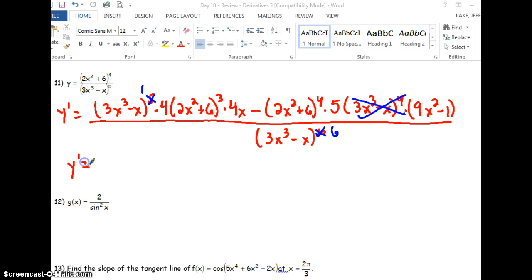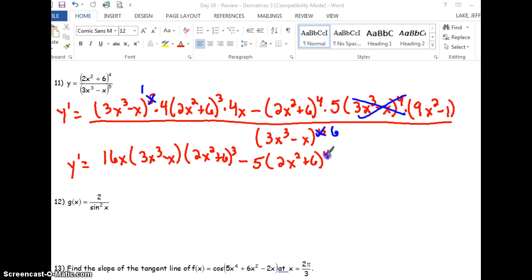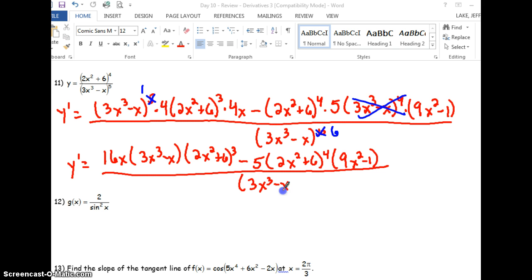So my final answer here, my derivative is going to be equal to, I have a 4x times 4, that gives me 16x. I still have the (3x to the third minus x). I have one of those, remember. Still have the (2x squared plus 6) all to the third. Now I'm going to do this last part here. So it's going to be a minus 5 times (2x squared plus 6) to the fourth. And then times the (9x squared minus 1). And that is all going to be over that bottom we have now, which is (3x to the third minus x) all to the sixth power.